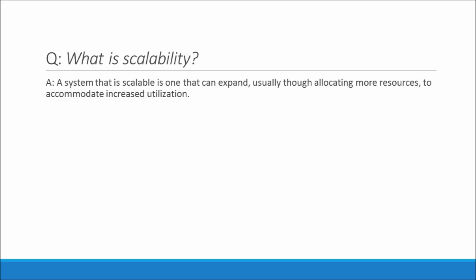What is scalability? A system that is scalable is one that can expand to accommodate increased utilization. So one example is scaling up by buying bigger, faster hardware to replace the original system. Another example would be to scale out and keep the original hardware but move certain processes or databases to new hardware.